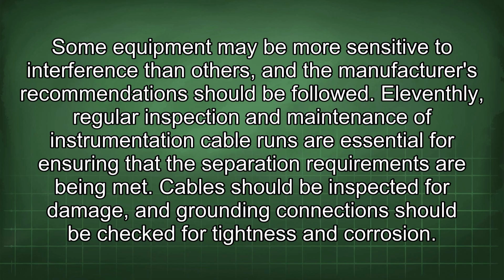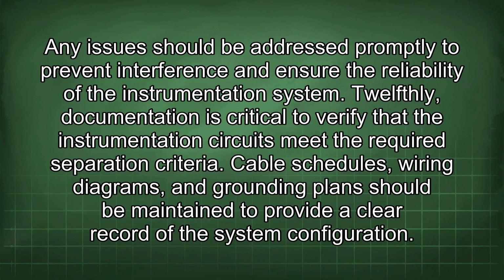Some equipment may be more sensitive to interference than others, and the manufacturer's recommendations should be followed. 11thly, regular inspection and maintenance of instrumentation cable runs are essential for ensuring that the separation requirements are being met. Cables should be inspected for damage, and grounding connections should be checked for tightness and corrosion. Any issue should be addressed promptly to prevent interference and ensure the reliability of the instrumentation system.